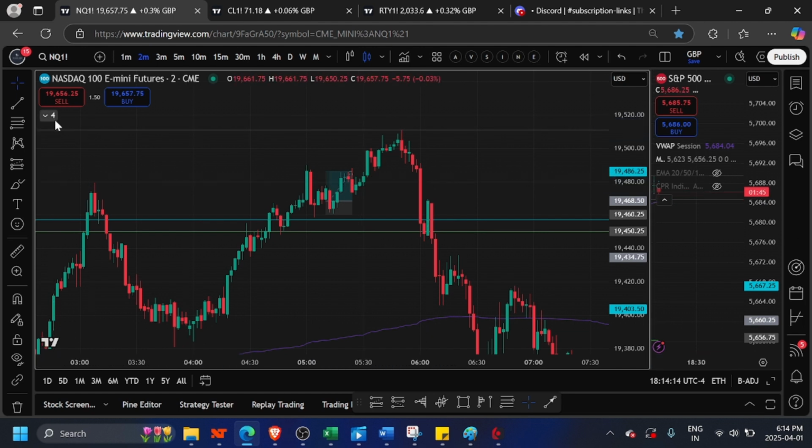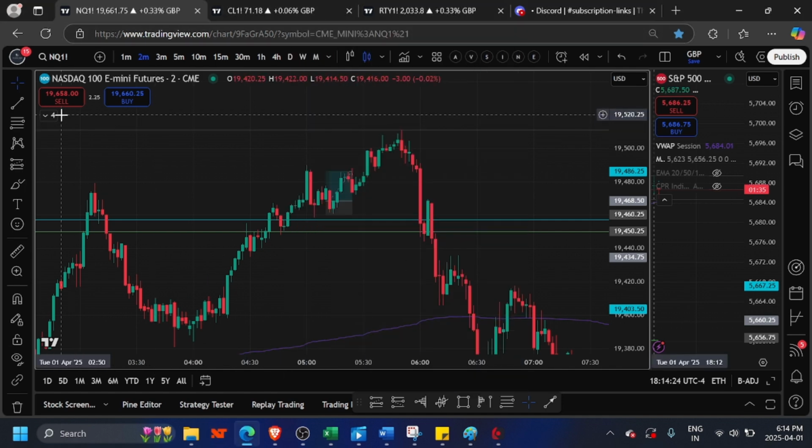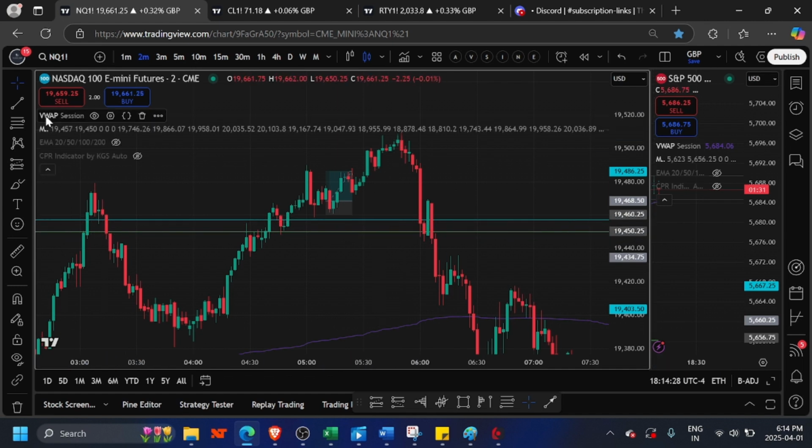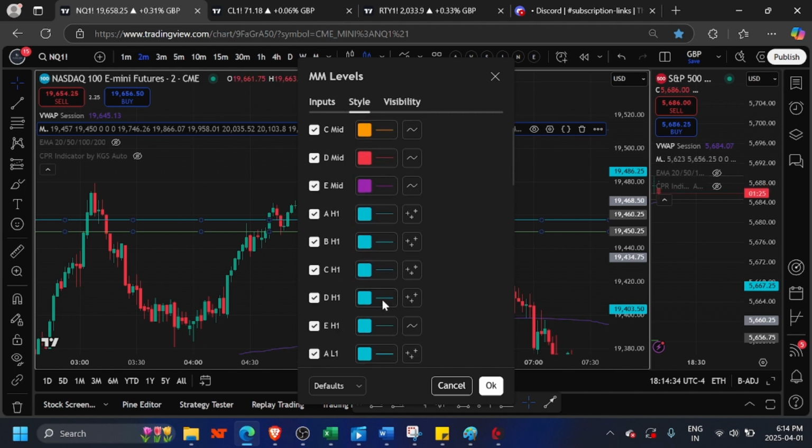Yeah, so if you want access to the indicator, this indicator I built for TradingView, as well as NinjaTrader. My NinjaTrader is logged out currently, but there is a similar indicator for NinjaTrader as well. So you just fill in the values. These have to be color coded. They have to be of the same color.